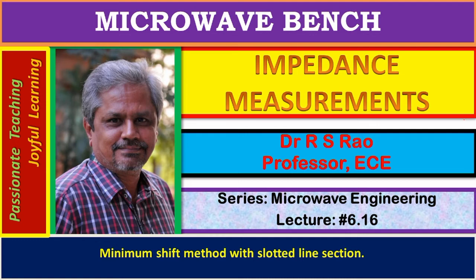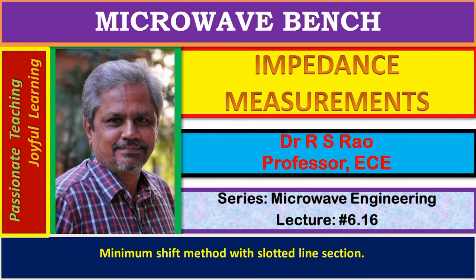Impedance is defined as the ratio of voltage to current in an AC circuit. The term impedance was coined for the first time by Heaviside, and Kennelly was the first person who used complex numbers to represent the impedance.